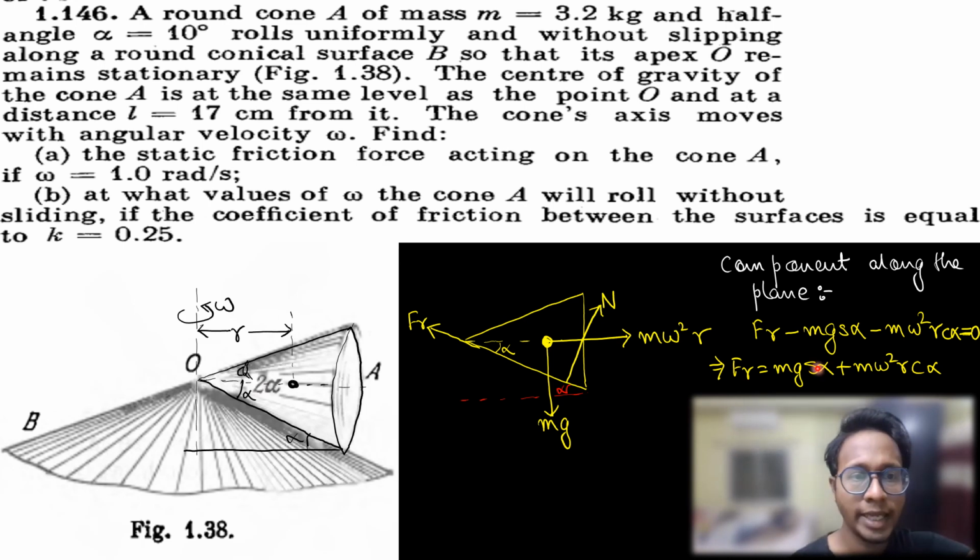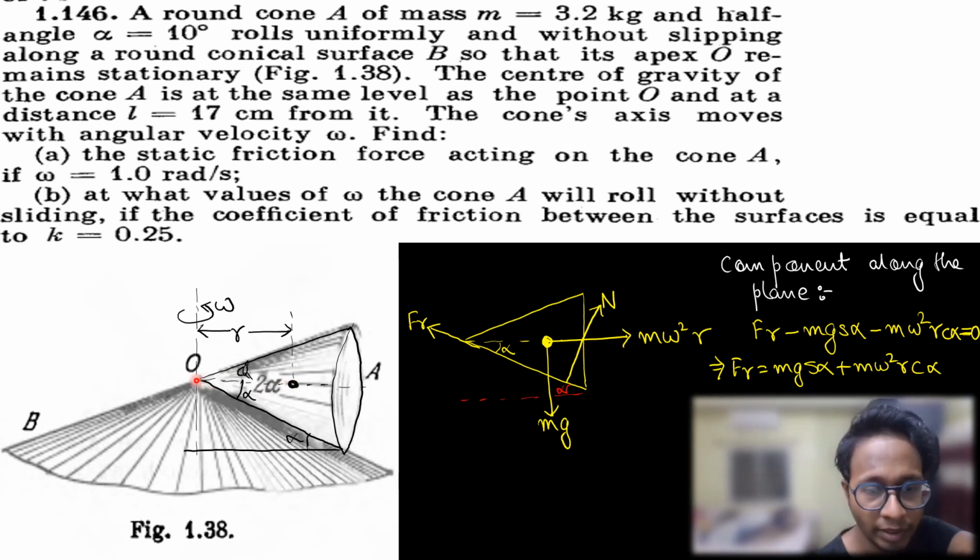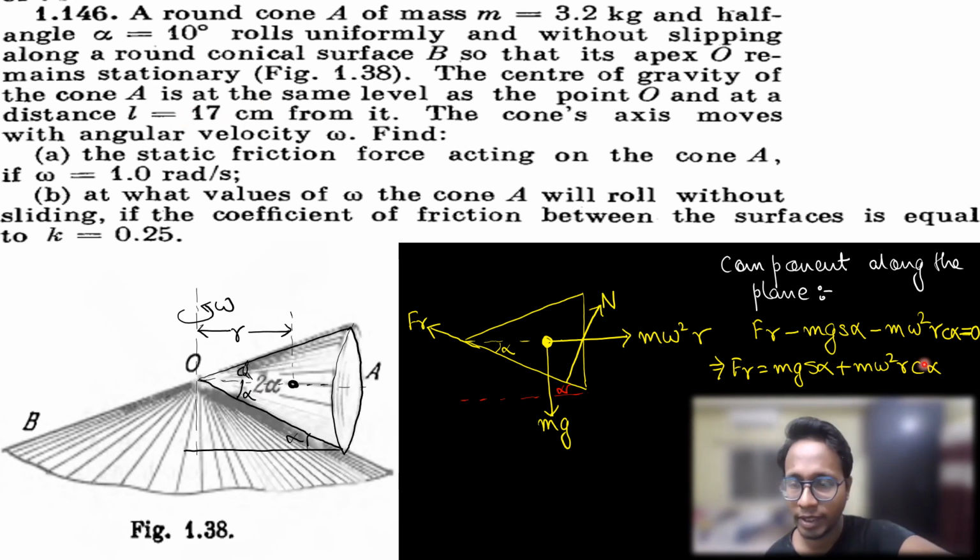Here substitute, m is given as, what is m? 3.2 kg. g is nothing but 9.81, or you can take it as 10 for a better approximation. Alpha is given as 10 degrees, so sin 10. Omega is given as 1 radian per second. r is the distance of the center of mass from the axis of rotation, which is given as 17 centimeters or 0.17 meter, into cos alpha or cos 10. If you substitute the values, you can get the value of friction force.